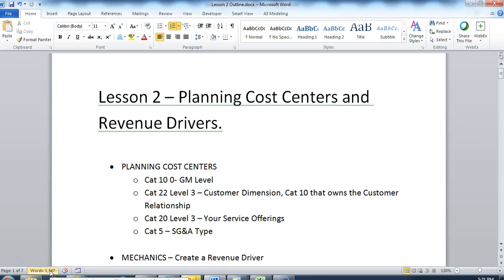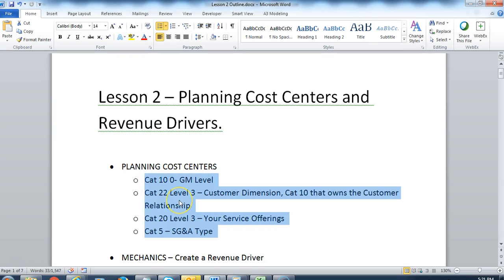In this lesson, I'm going to explain what planning cost centers are and why they're important for our planning application. A planning cost center was designed to make the planning process simple, to align with using drivers, and also to survive any future reorganizations. A planning cost center exists for every unique combination of these four CAT codes: CAT 10, CAT 22 level 3, CAT 20 level 3, and CAT 5.